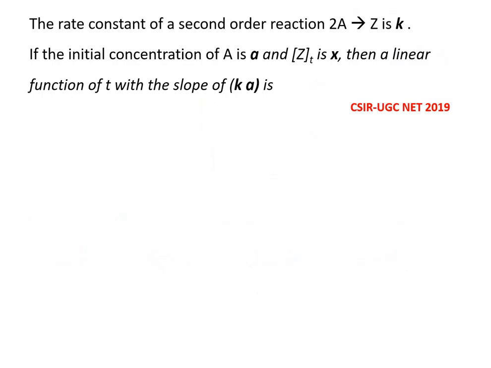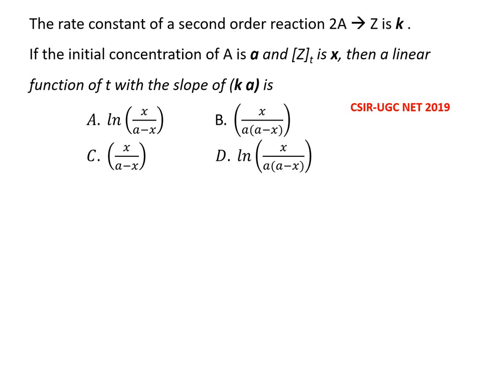All are correct. Okay. The rate constant of a second order reaction 2A to Z is K. If the initial concentration of A is small a and Z at time t is X, then a linear function of t with the slope of Ka is. So we have done a lot of problems like this, so I am leaving this problem as an exercise with of course the answer. These are the options, and we just record that the correct option is C. So a plot of X by (A minus X) against T would give you a straight line with slope Ka as in the question.